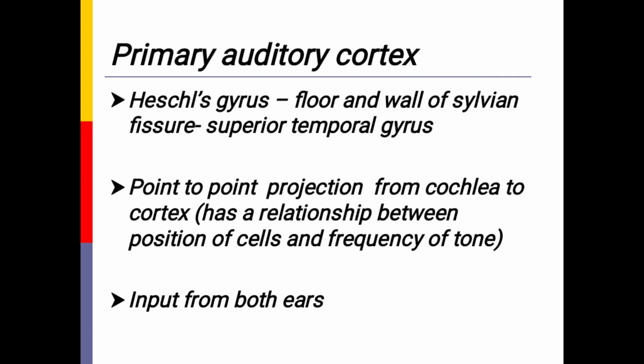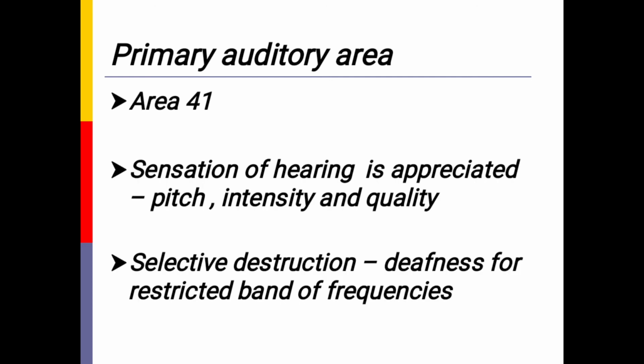The primary auditory cortex comprises two areas. One is the primary auditory area, the other one is the auditory association areas. Area 41 is called the primary auditory area. Pitch, intensity and quality of sound is better appreciated by this area. As I said earlier, it has isofrequency columns. That is, the neurons arranged in each column have the same characteristic frequency. So when there is selective destruction of this area, it causes deafness only for that particular column of frequency.